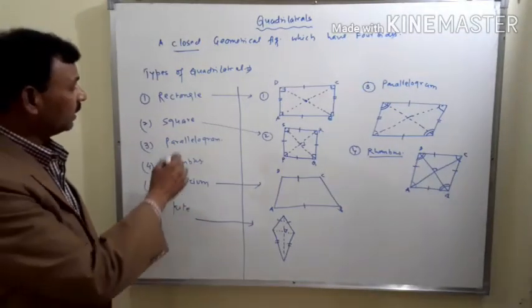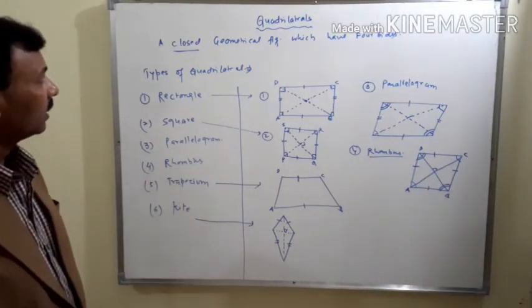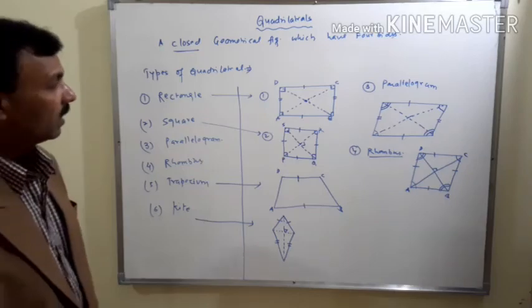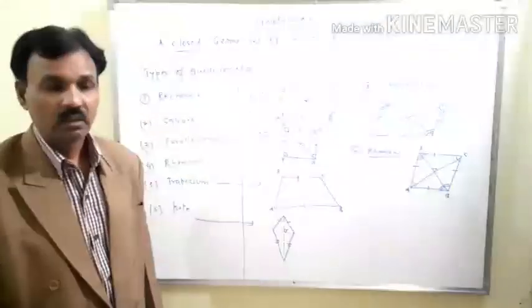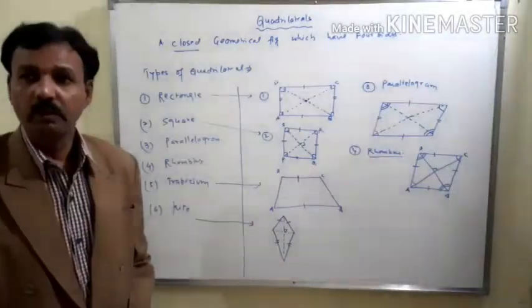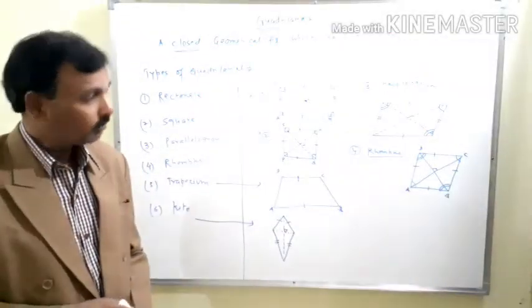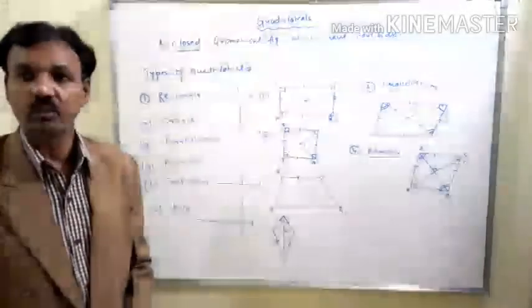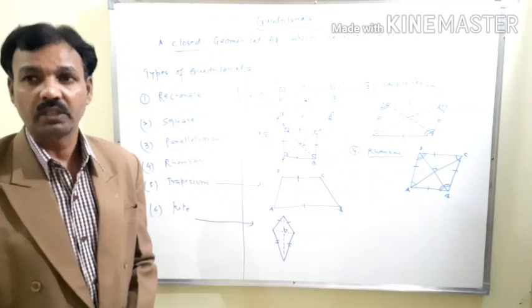Now these are the special quadrilaterals related to this chapter. In the next video we will discuss a special property of the quadrilateral which is known as the angle sum property of a quadrilateral.